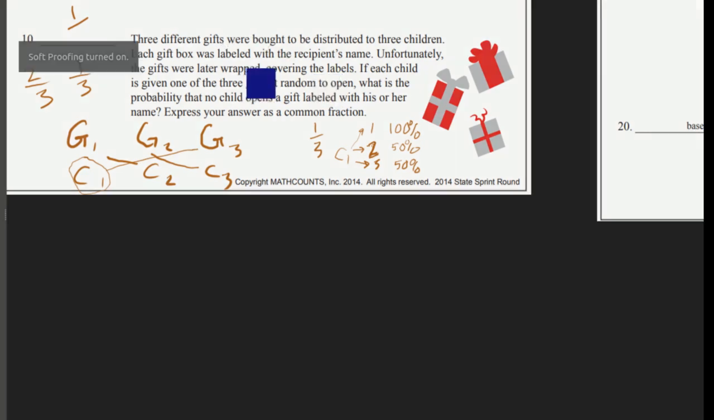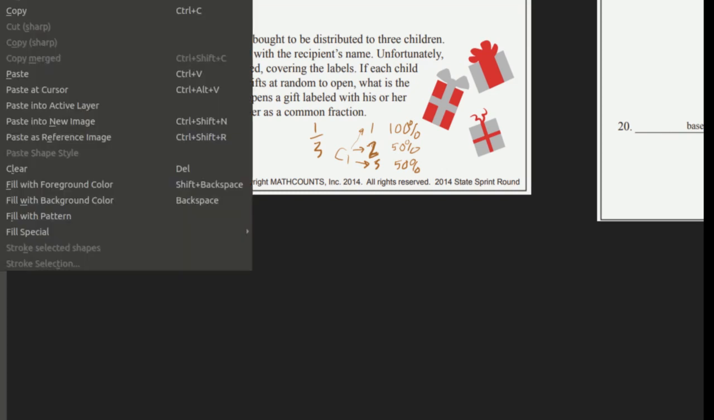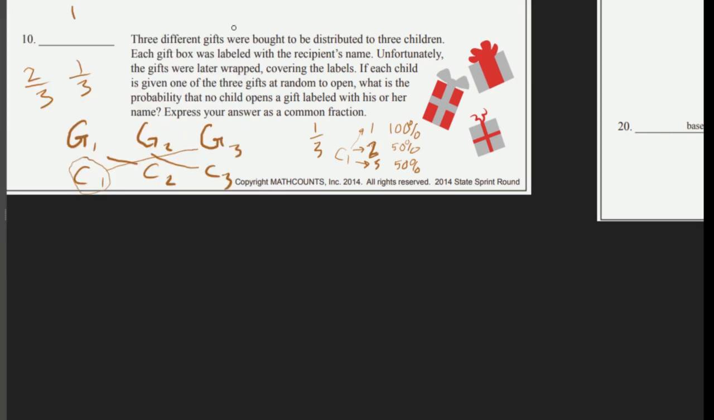It wouldn't be too hard to write out all the possibilities. If child 1 gets 1, child 2 gets 2, child 3 gets 3. Child 1 gets 1, child 2 gets 3, child 3 gets 2. Then it could be 2, 1, 3. 2, 3, 1. 3, 1, 2. 3, 2, 1. So there's only 6 possibilities.